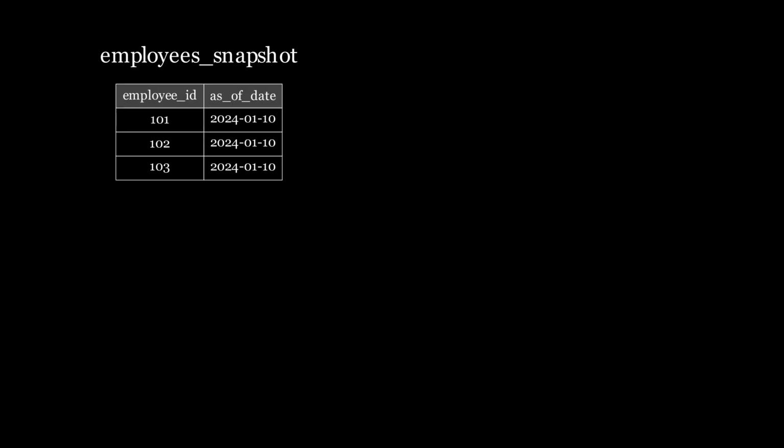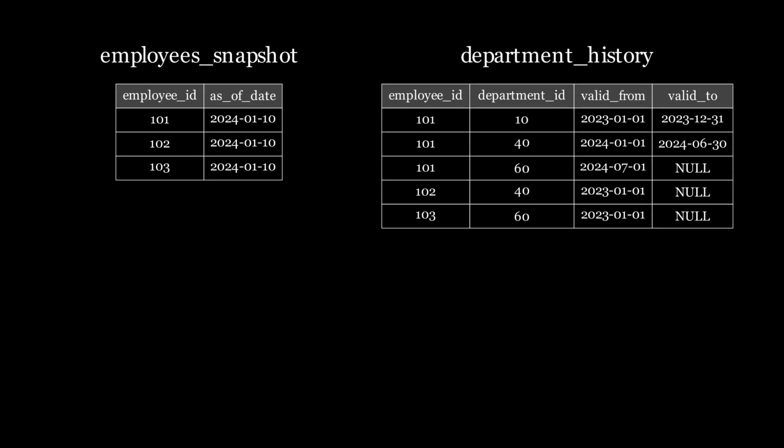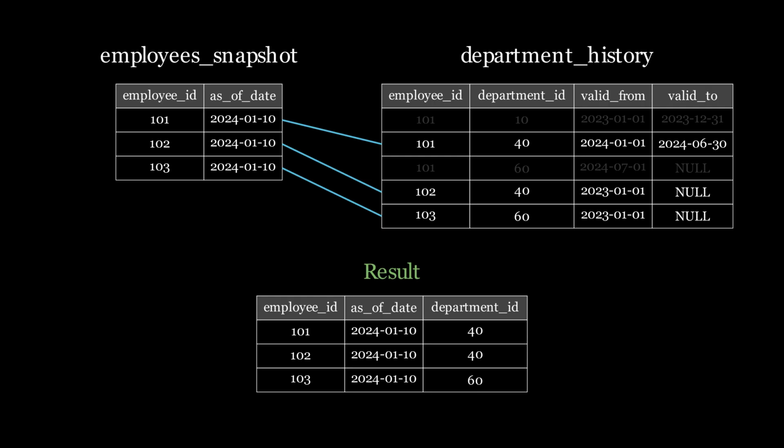Alright, slowly changing tables store ranges: valid from and valid to. Each row says from this time until that time, this fact was true. Null valid to means it's still true. When we ask who was the manager on January 10th, we are not matching on exact dates, we are asking which range covers that date.